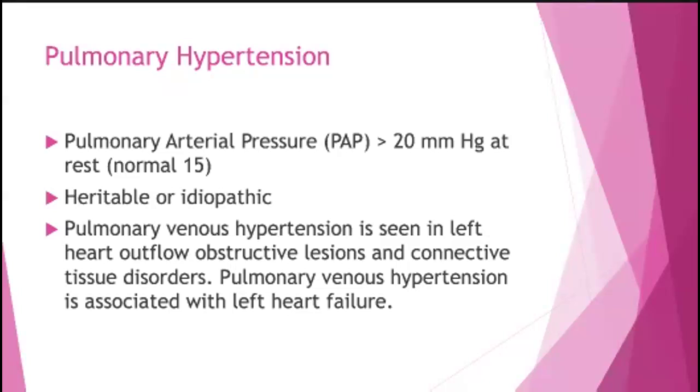And then pulmonary venous hypertension is caused by back pressure from the left side of the heart. Examples of this would be left-sided obstructive lesions like aortic stenosis, coarctation of the aorta, or hypoplastic left heart syndrome. Also, connective tissue disorders that affect the blood vessels' elasticity. These lead to left-sided heart failure, which then raises pressure in the pulmonary veins and capillaries.